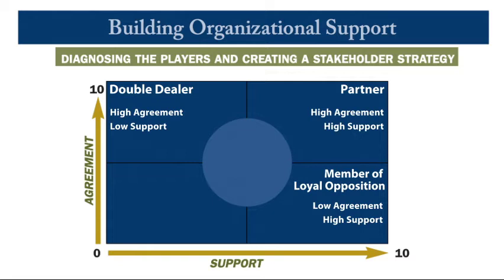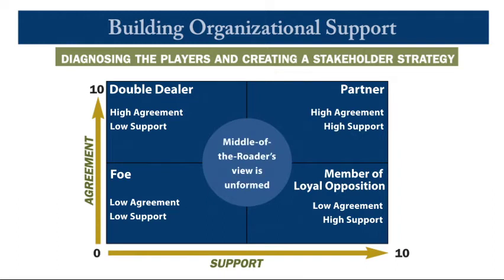These are people who do agree with you, but they're not supporting you. They don't necessarily have your back. And then finally, the group at the bottom left, your opponents, would be people who don't agree and don't support you. The key here is how do you line up these players? Also recognizing that in the middle, you have people who are unformed. So you essentially have 5 different characters here.